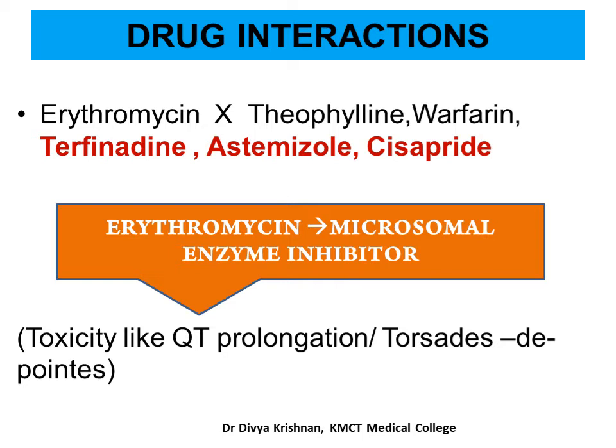For example, if erythromycin inhibits the metabolism of terfenadine, astemizole, cisapride, the toxicity can lead to QT prolongation or torsades de pointes, which can be fatal. Hence, you have to be very careful when you prescribe erythromycin with such drugs. However, these drugs have been taken off from the market because of this fatal toxicity.